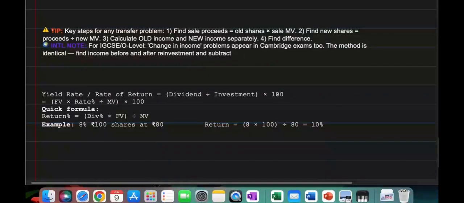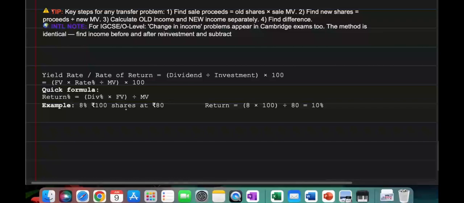Okay, so these are some important formulas. The quick formula is: return percentage equals dividend percentage multiplied by face value divided by market value. Example: 8% of a 100 rupees share at 80. How will you do it? 8 multiplied by 100 divided by 80, so 10% will be the return percentage. Understood? If it is given in this form, you can directly get the return percentage. No need to multiply with the number of shares, get the income, and then find the return percentage. This is the short form.